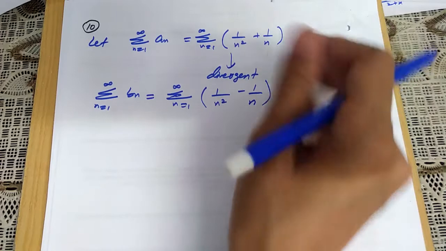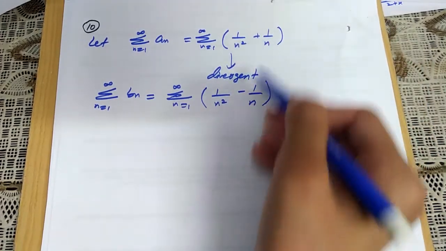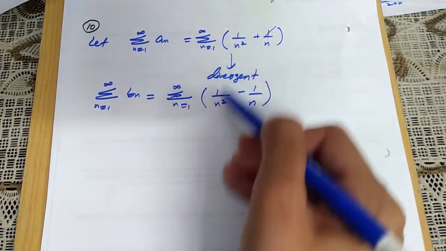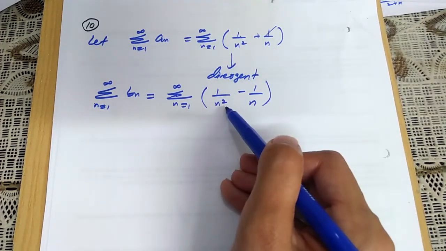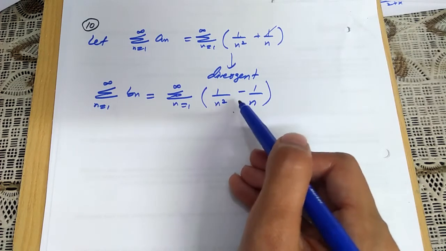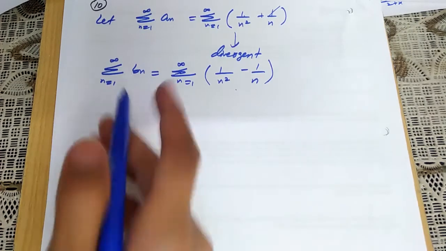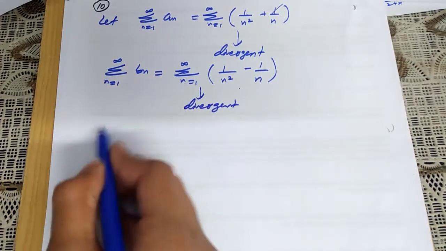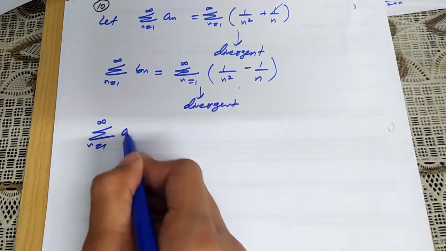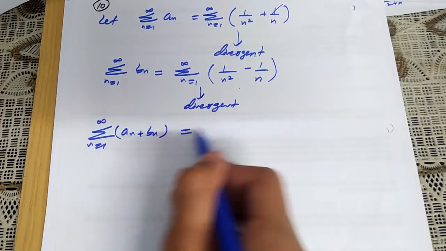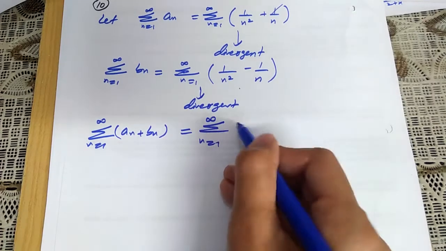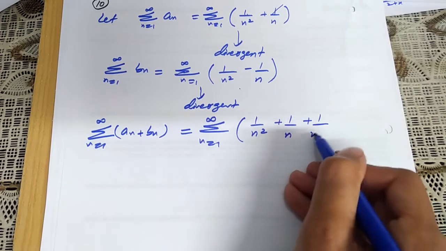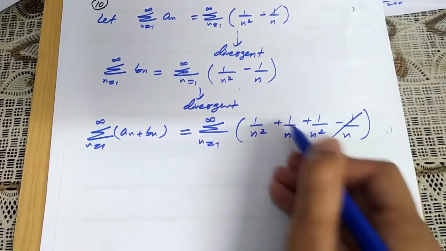It's up to you. I'm just taking them like so that these terms can be cancelled out and we will be left with this one so that it can make the p series, and you know that if p is greater than 1 then it is convergent. So if you observe, this one is also divergent. Now summation n equals 1 to infinity an plus bn will be equal to summation n equals 1 to infinity 1 over n square plus 1 over n plus 1 over n square minus 1 over n. This one will be cancelled out.